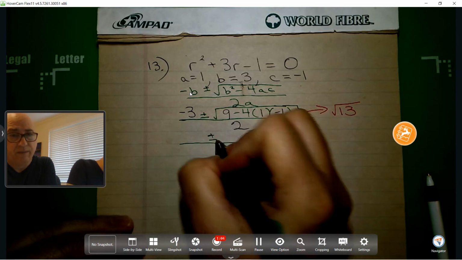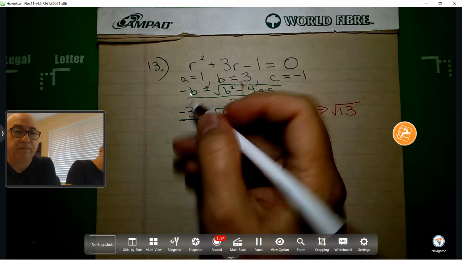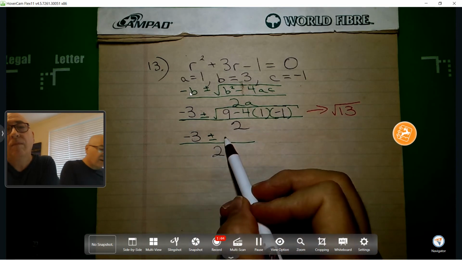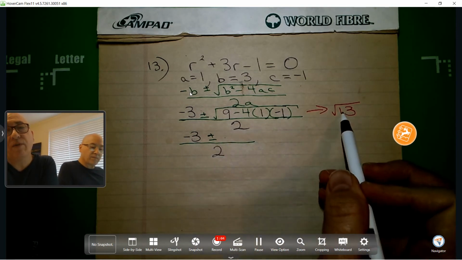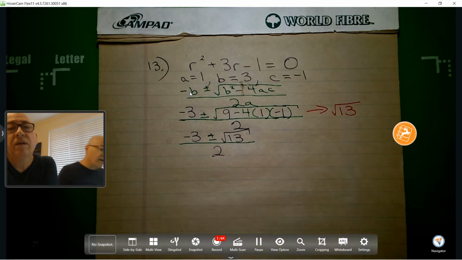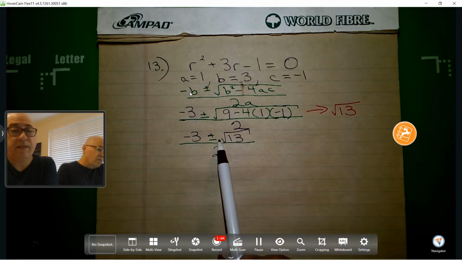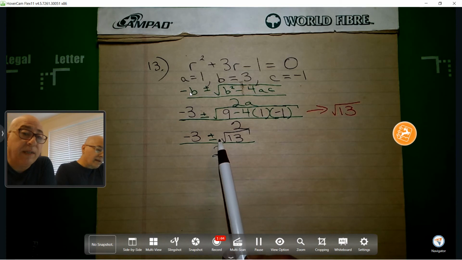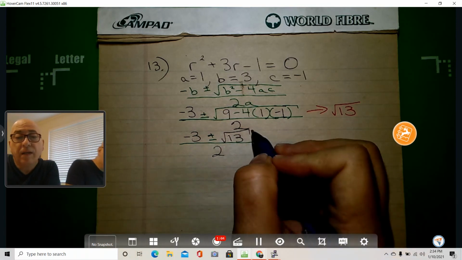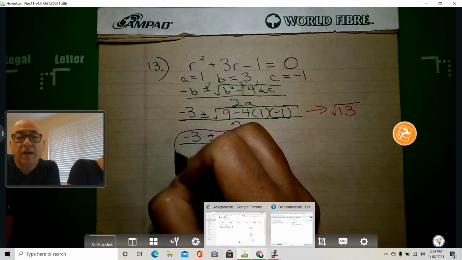So we have a negative 3. We have that 2 on the bottom. And what have we got right here? A square root of 13. Can we simplify that? No, but since you can't simplify the square root of 13, if you don't have a number in front of that radical, you cannot factor and cancel. So, I agree. Tony said if you can't simplify the square root of 13, you can't simplify further.